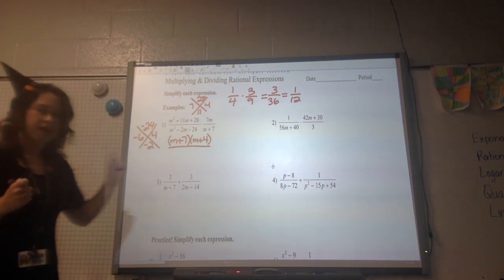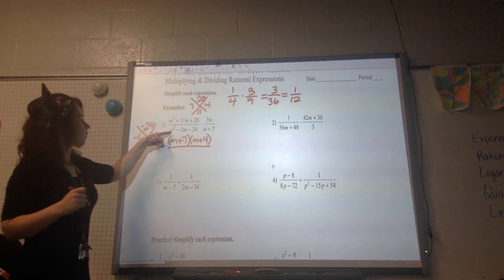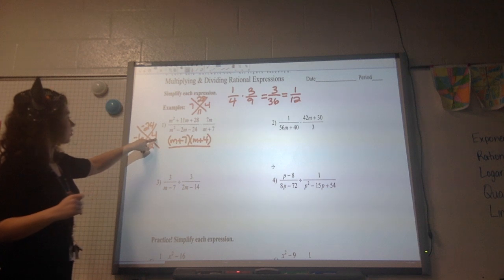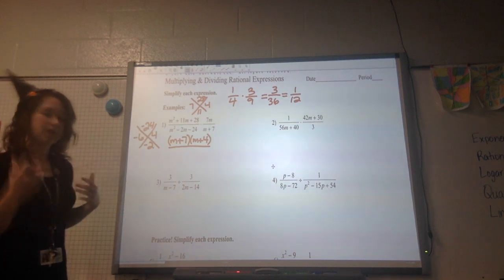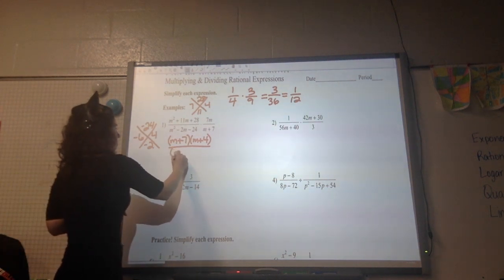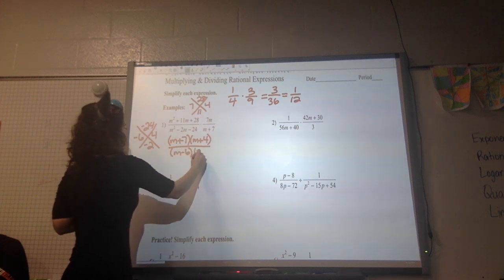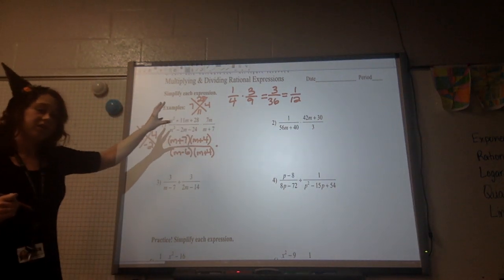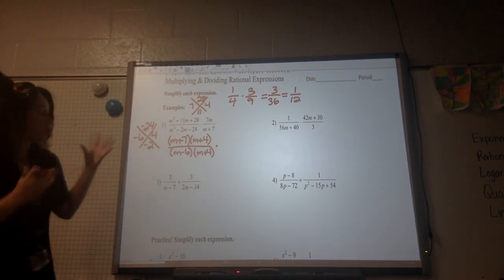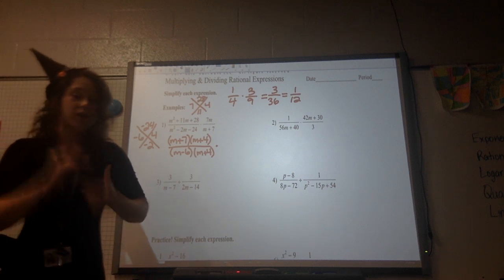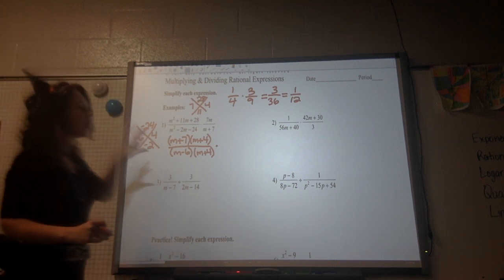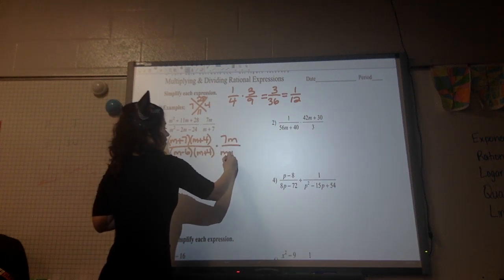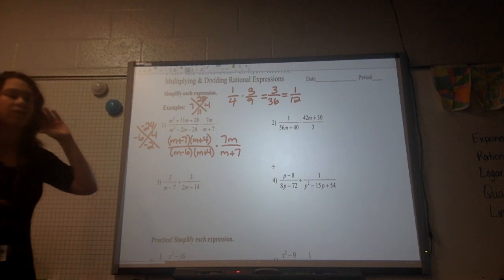Then I'm going to do exactly the same thing on the bottom. Instead of writing m squared minus 2m minus 24, well, when we factored that, we got m minus 6 and m plus 4. And guys, I haven't done anything to this 7m over m plus 7. There's nothing I can do to that. They're not quadratic, so I can't factor. There's nothing in common there that I can pull out. So I'm going to leave it exactly the way that it is, 7m over m plus 7.